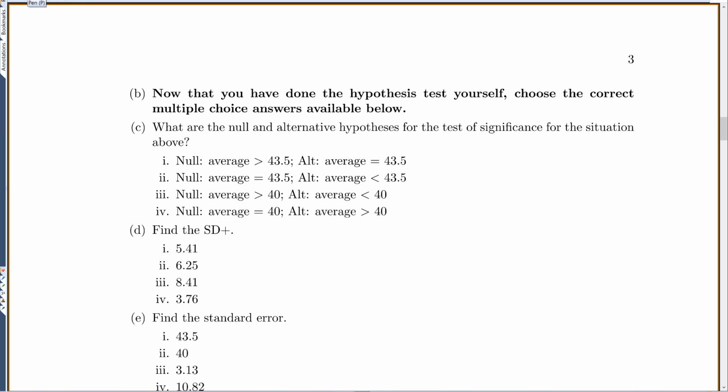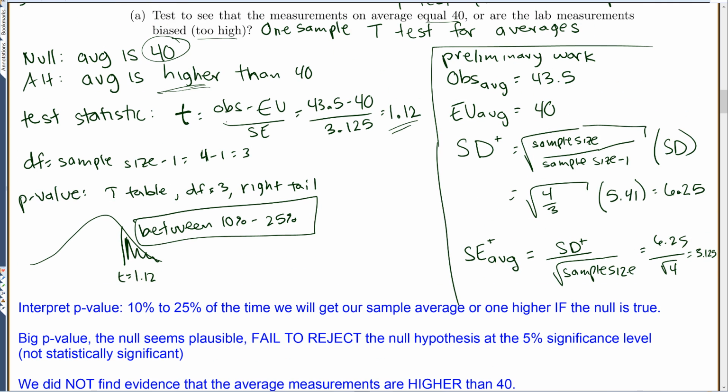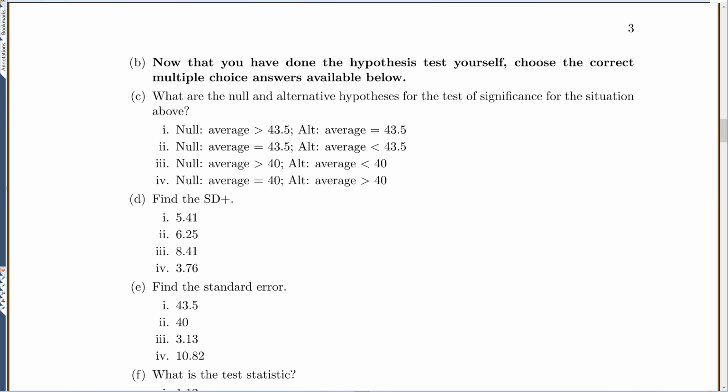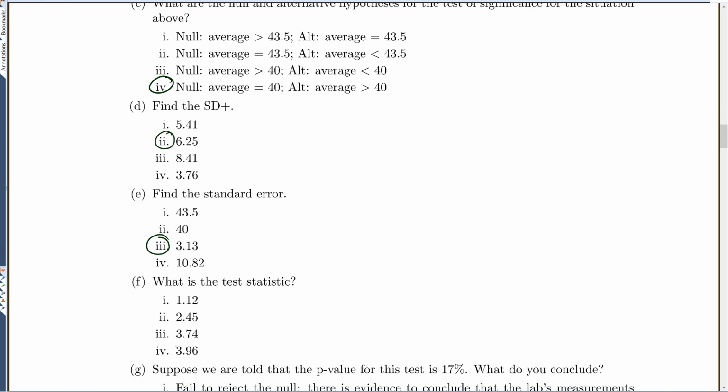Okay, so B was just directions. Now you've done it, pick the right choices. So C, what are the null and alternative hypotheses for the test of significance for the situation above? If you go back to our previous page, we said that average is 40 for the null, average is higher than that for the alternative, so it must be this one. Find the SD, well, we said that was 6.25. Find the standard error. Well, standard error for our average we found was 3.13. What was our test statistic? That's your t-value. Our t-value is t equals 1.12. So that one.